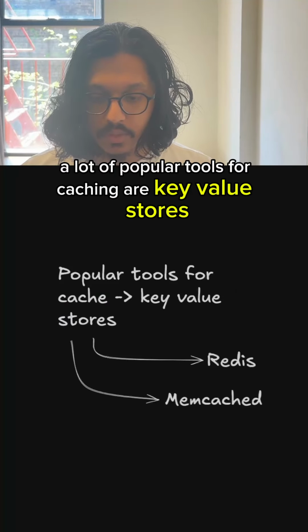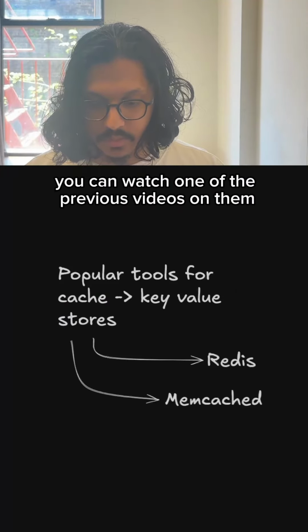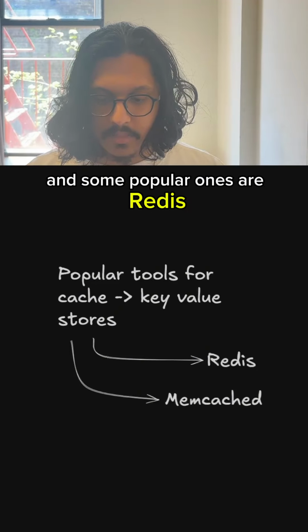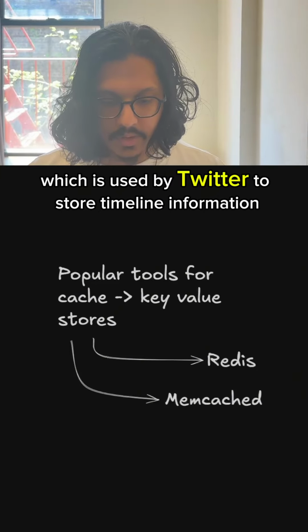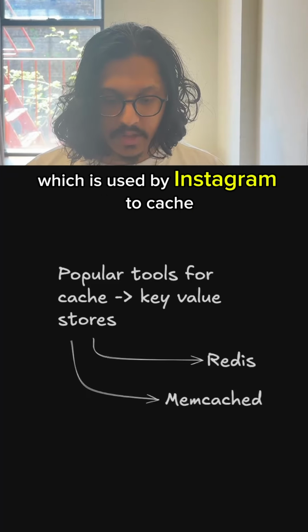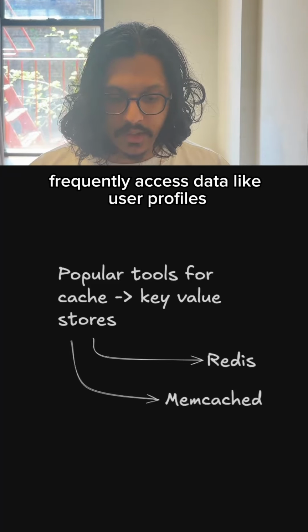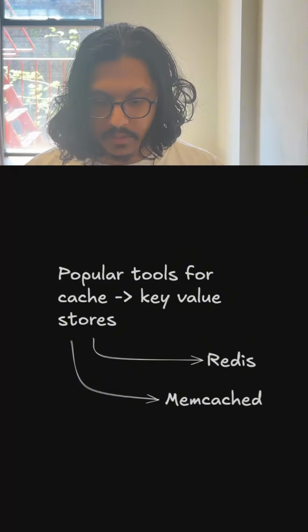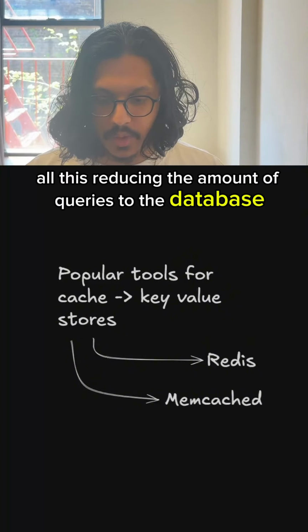A lot of popular tools for caching are key value stores. You can watch one of the previous videos on them. And some popular ones are Redis, which is used by Twitter to store timeline information and user sessions, or Memcached, which is used by Instagram to cache frequently accessed data like user profiles. All of this reducing the amount of queries to the database.